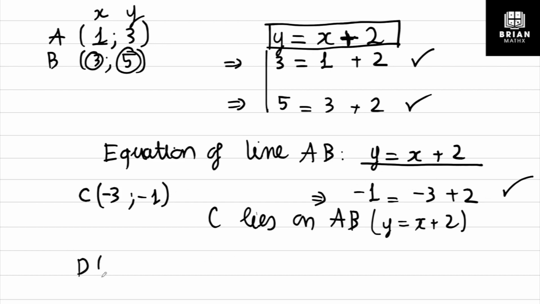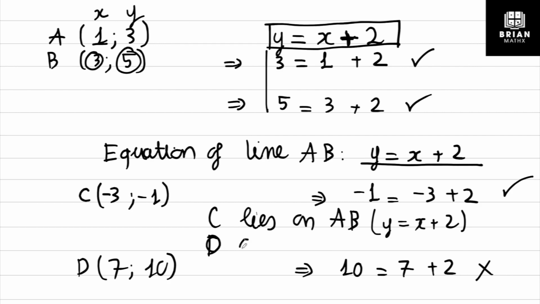Another example: point D (7, 10). We substitute the value 10 for y and 7 for x. You get this, and because this calculation is not right, I can say that D does not lie on AB.